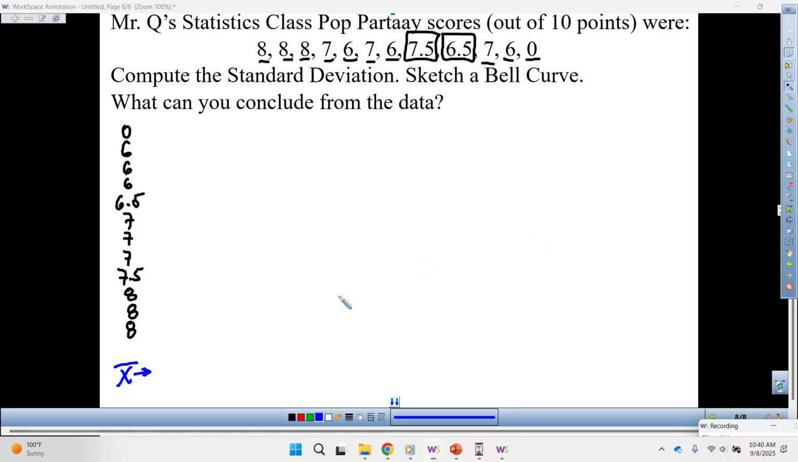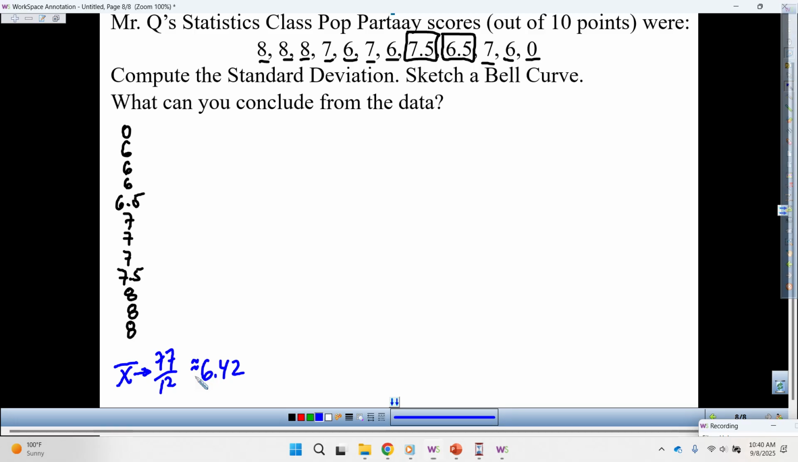And Sean's going to give us the sum of those numbers since he's already on top of it, please. 8 plus 8 plus 8 plus 7.5 plus 7 plus 7 plus 7 plus 6.5 plus 6 plus 6 plus 6 plus 0. 6.42 approximately. Looks about right. So what was the sum? 77 divided by 12. Okay.